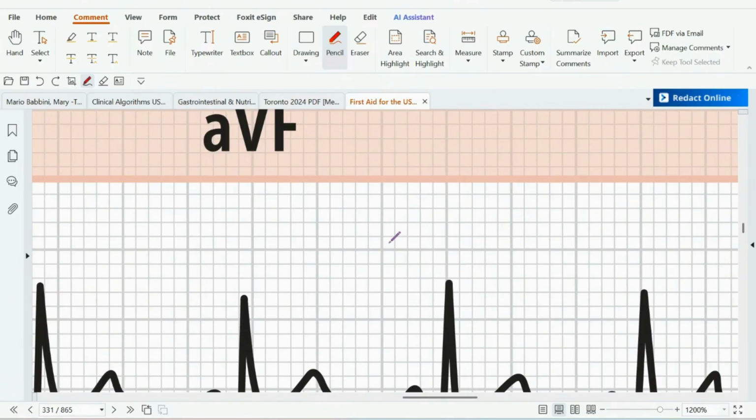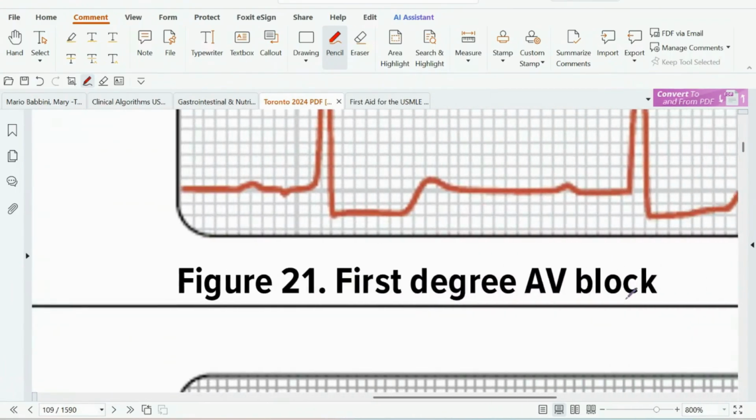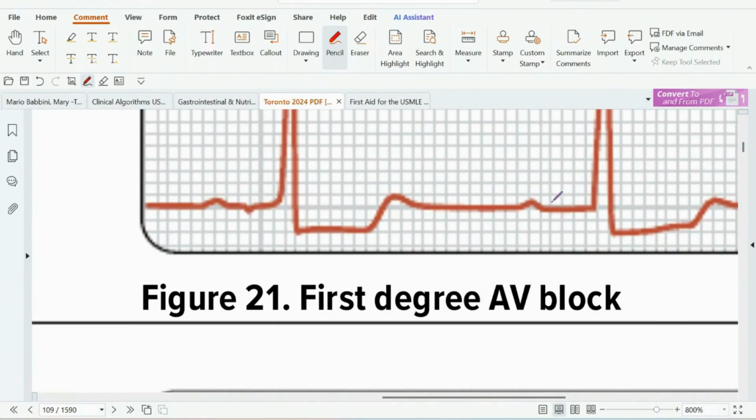I remember 40 milliseconds. You can remember 0.04 seconds if you want. But 40 milliseconds is one small box, and all 5 together is 200 milliseconds. What does this say right here? 220 milliseconds, so around that 5 boxes. If I zoom in here, you see 1, 2, 3, 4, 5, and almost 5.5 to 6. So that's what we're dealing with here. Does that make sense? Okay.